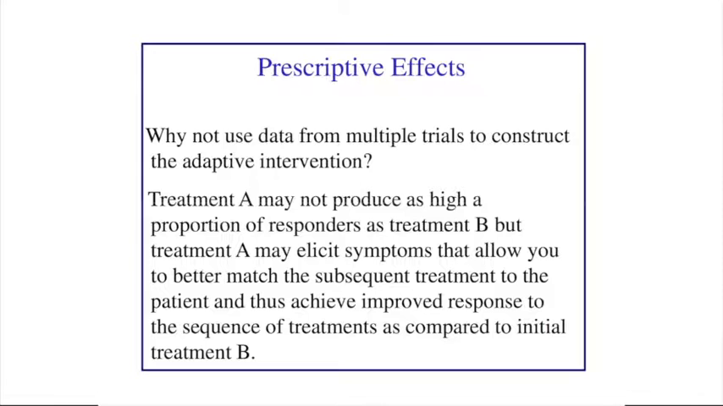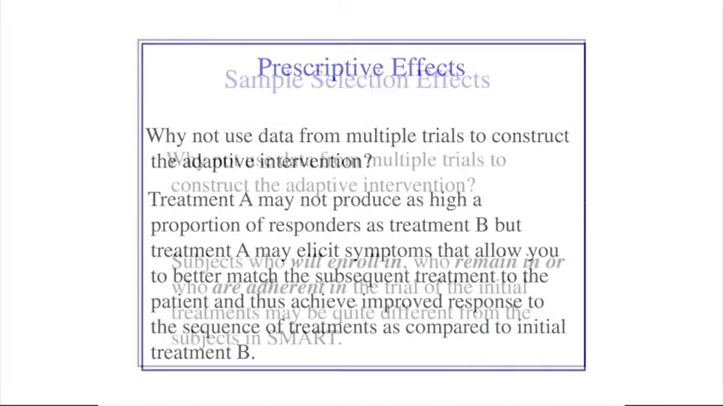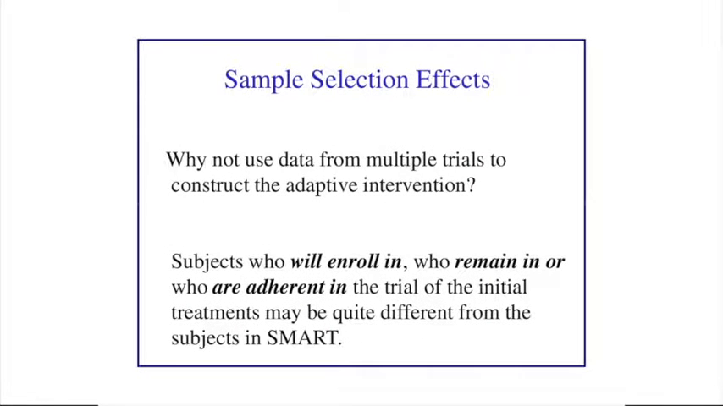That's a prescriptive effect. And then the last one I've begun to appreciate more and more as time has gone on. Again, what are we doing? We're talking about why you would want to look at a trial where participants move through the stages of treatment rather than separate trials for each stage. Okay, so this is called a sample selection effect.